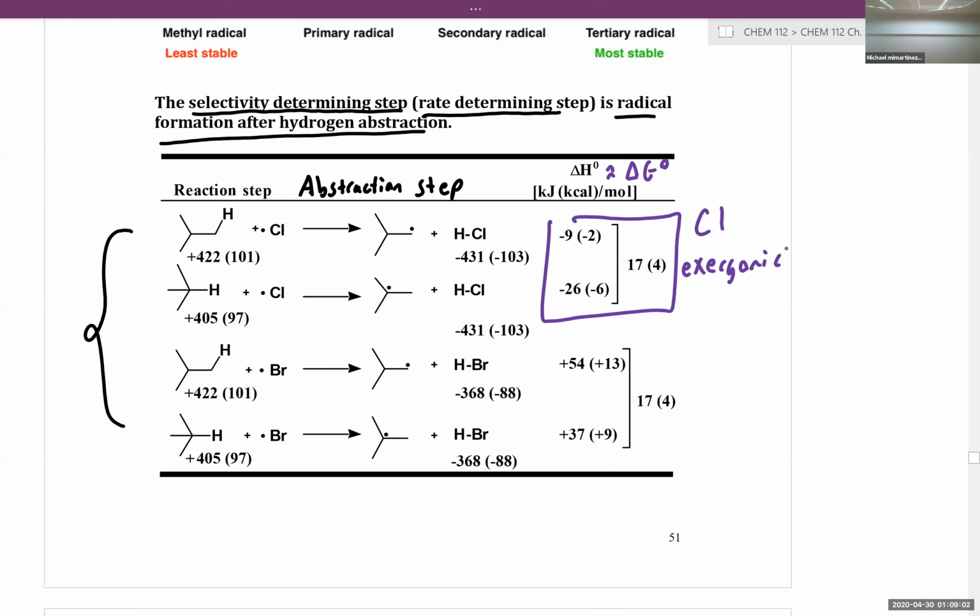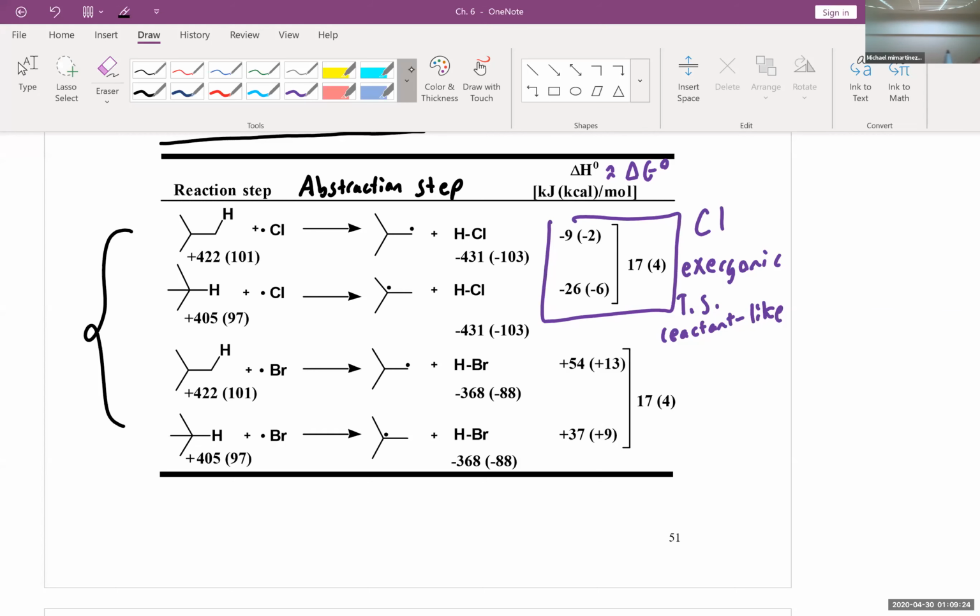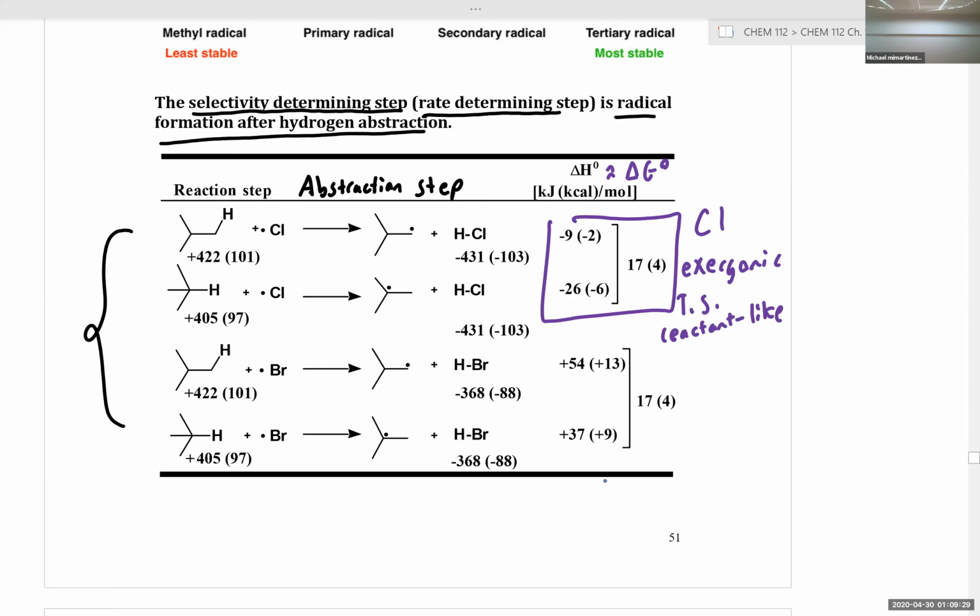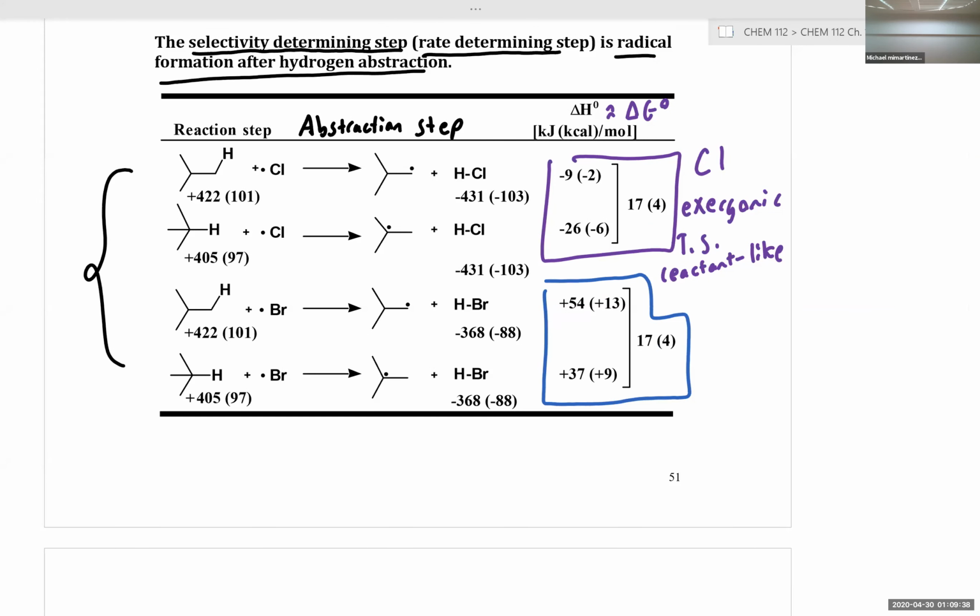Okay. So then, our transition state will resemble reactants or products for an exergonic reaction? Our transition state is reactant-like. Okay, now we're getting somewhere. Now let's compare to bromination. Is this step exergonic or endergonic? For bromination, this step is endergonic. So then, will our transition state resemble our reactants or products? Yes, so we have a product-like transition state. And this is a critical distinction.